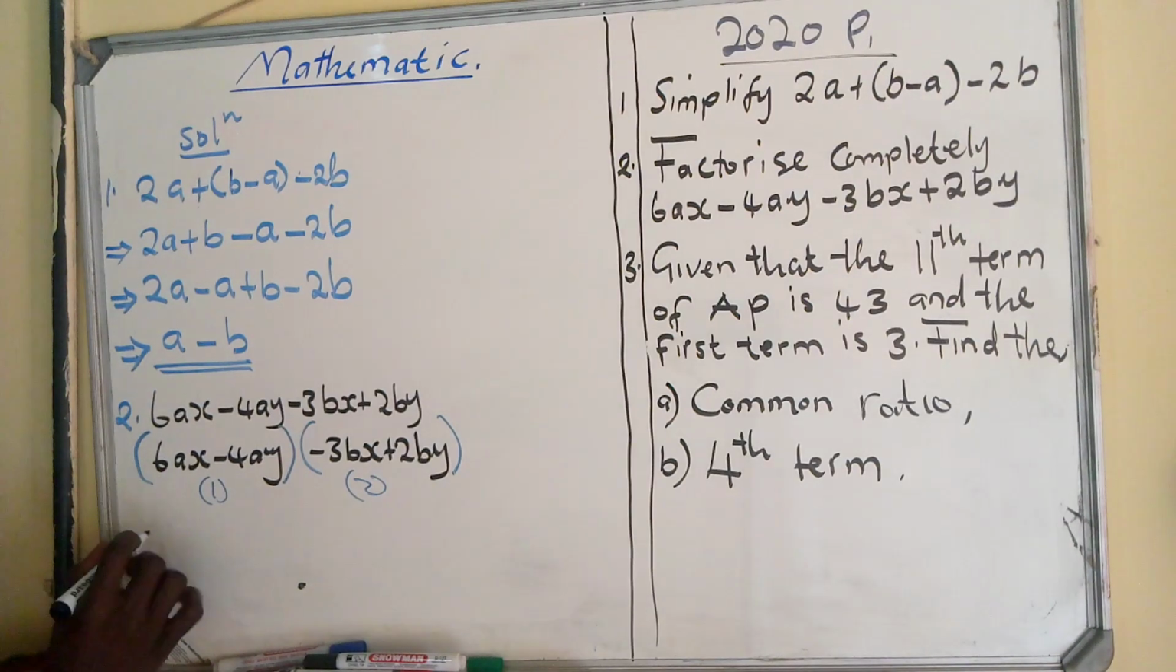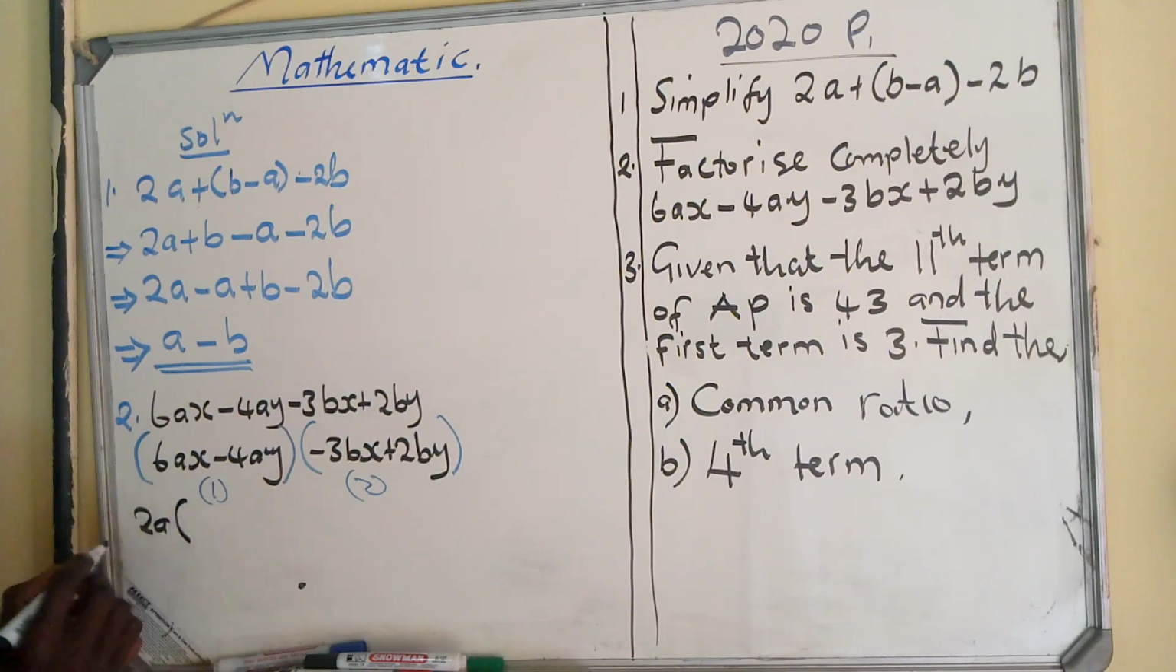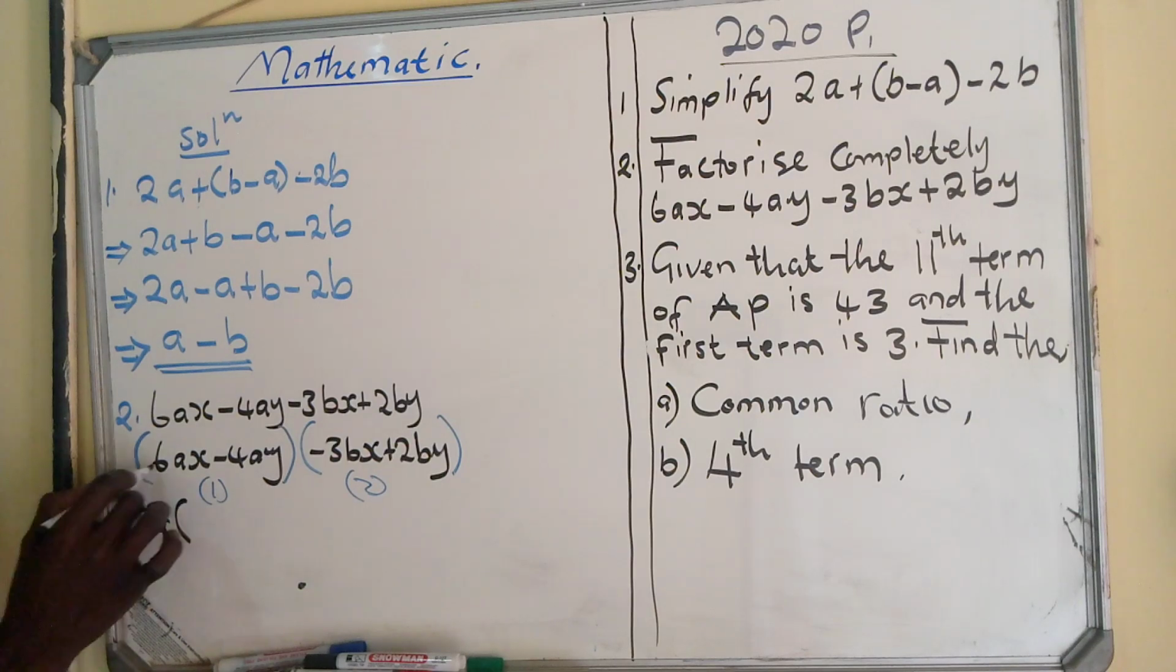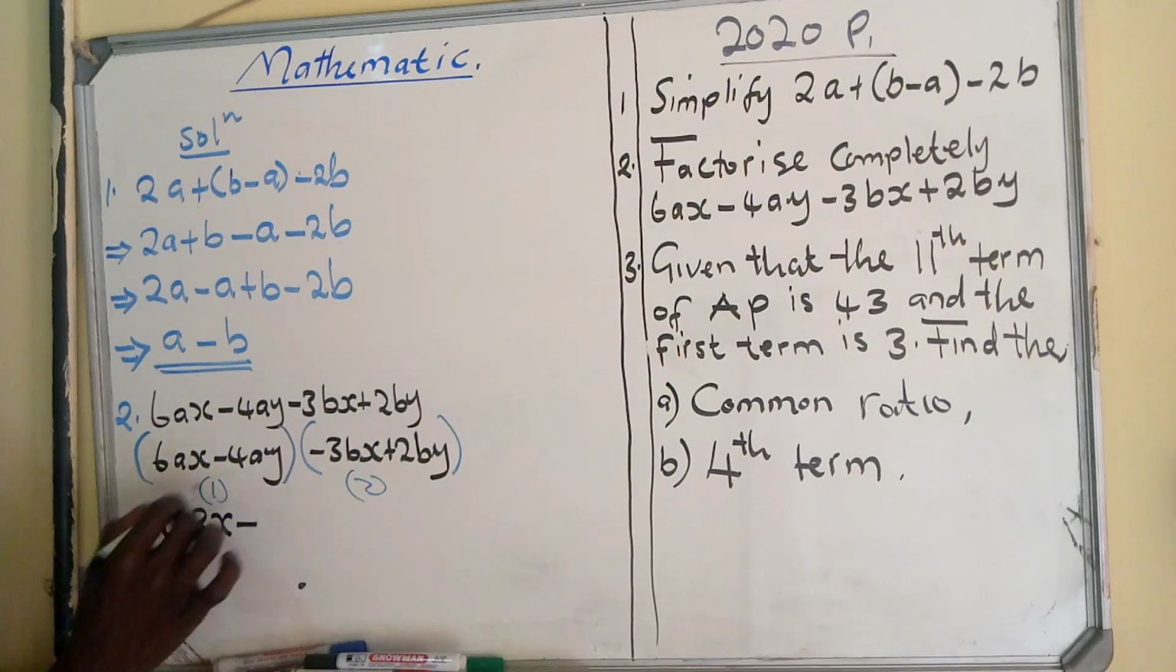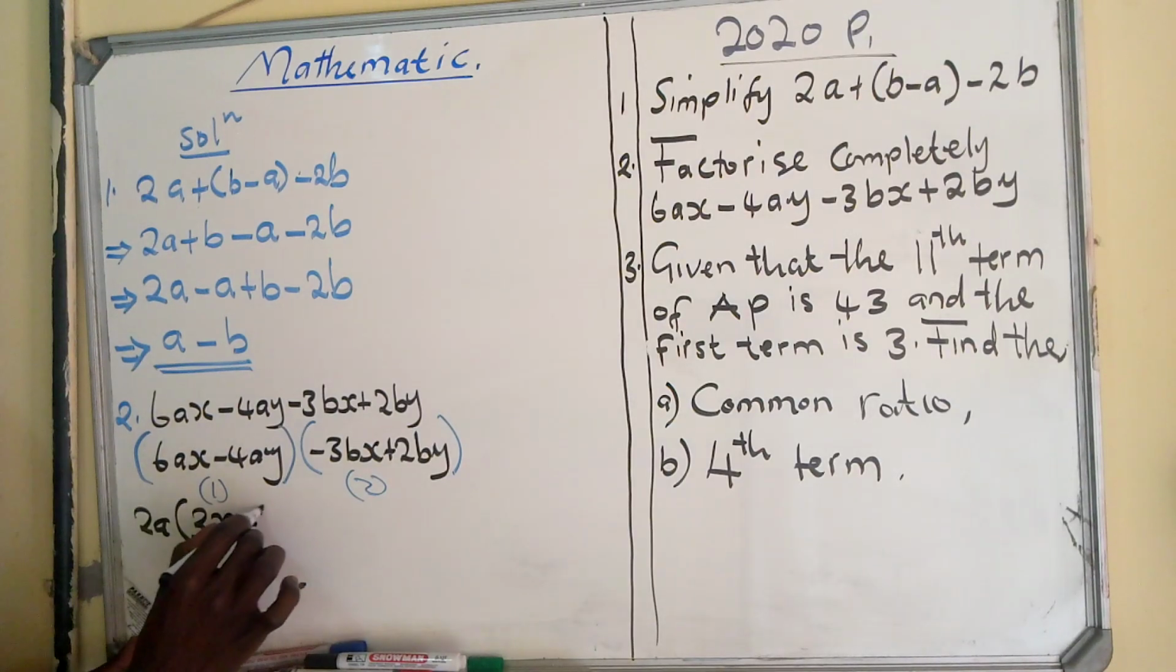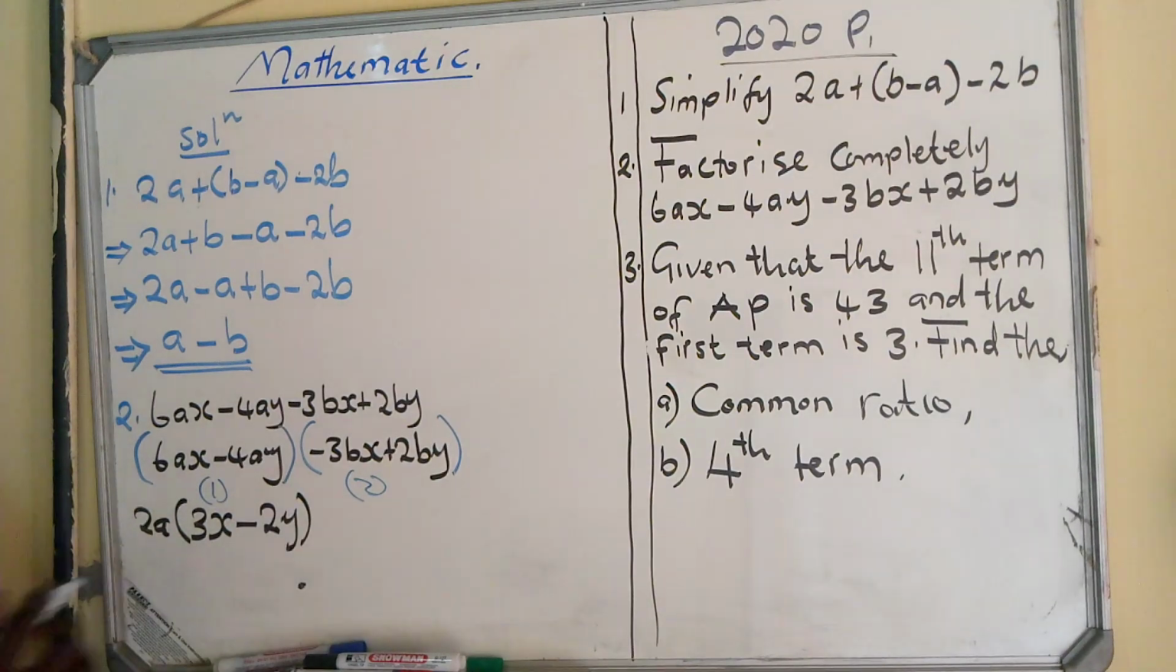So 2 is common. So we're going to say 2a, and then open bracket. Okay, that is a. What are we remaining with there? 2 into 3, 6, that is going to be 3. A we already have, so it is x. Minus, what are we remaining? 2 into 4, it is 2. A is already there, so we're remaining with y there. We close bracket.